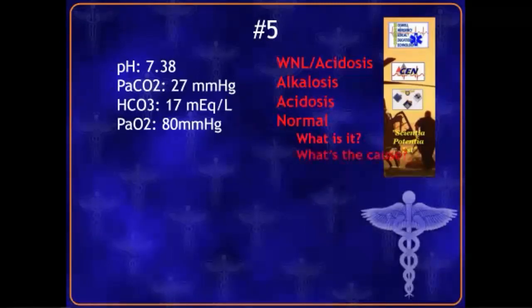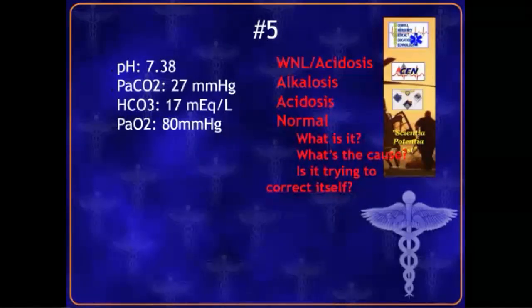And those are the things like the DKA, the sepsis, the salicylate overdose, the starvation with all the ketones building up, the ketosis. Is it trying to correct itself? So I've identified a metabolic problem. I look at the respiratory, meaning I look at the CO2 and say, is CO2 of 27 normal or abnormal? And 27 indeed is an abnormal value. So there is some compensation happening. And now the last question is a little different. Has it corrected itself? Well, yes, the pH is between 7.35 and 7.45.